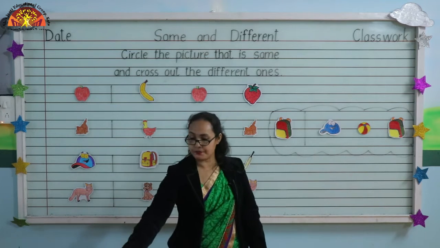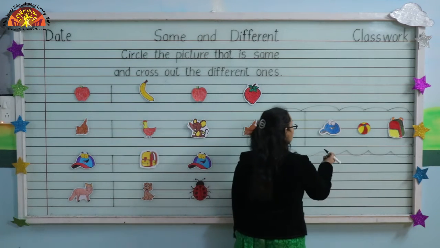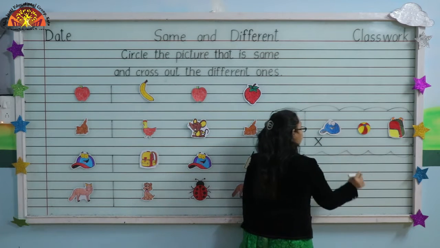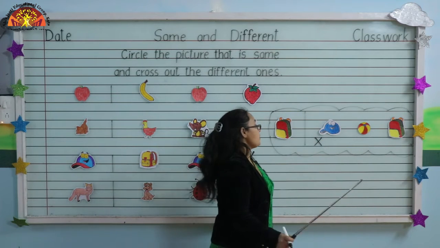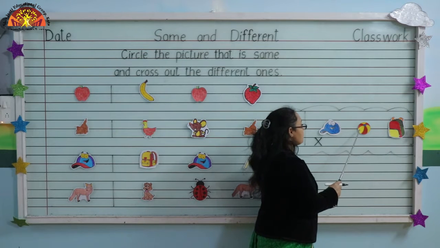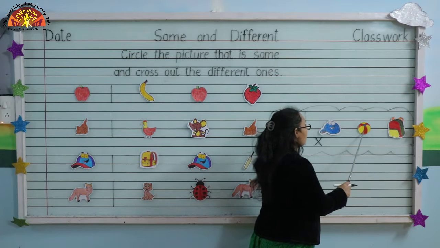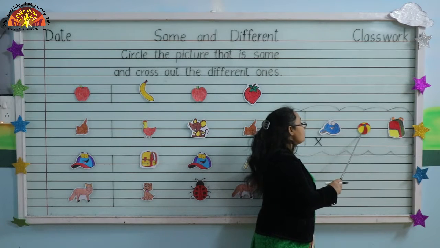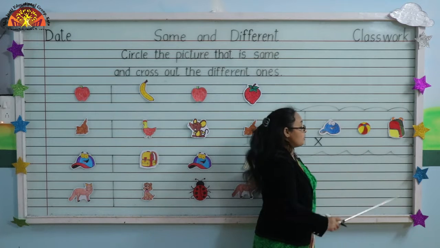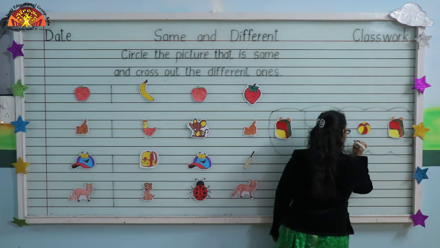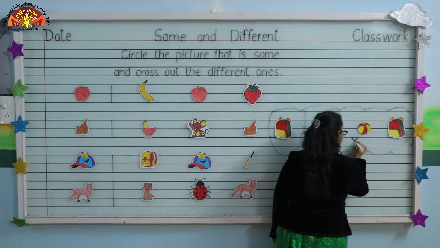So kids, cross the picture which is different. So put the cross like this. Kids, now you tell me. Is this a same picture? No. This is a ball. It is different in color and size. So kids, cross the picture which is different. So put the cross like this.